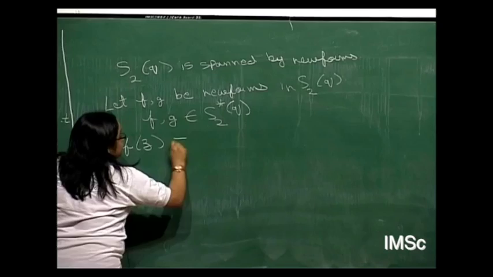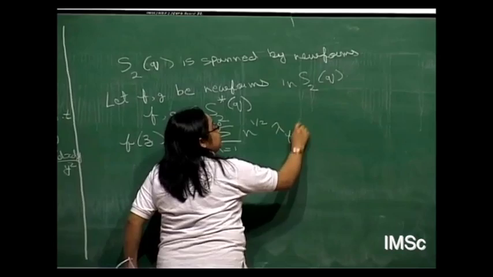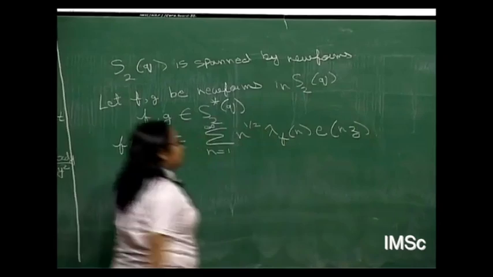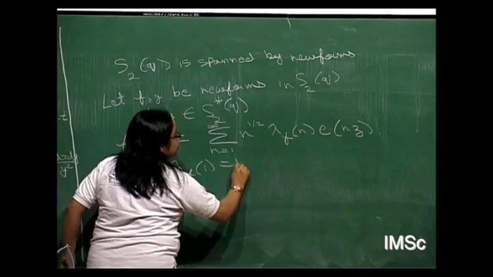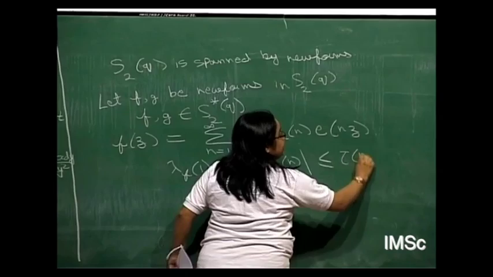Now, for any new form, we know that it has a Fourier expansion, which we write in the following form: the sum over n of n raised to the half times lambda sub f of n, e raised to the 2 pi i n z, where lambda f of 1 is equal to 1, and for n bigger than or equal to 1, the absolute value of lambda f of n is less than or equal to tau of n, by which we mean the number of positive divisors of n.